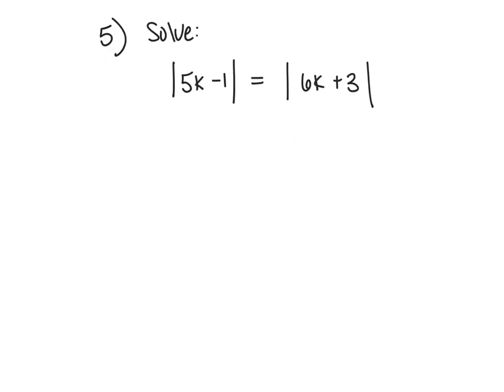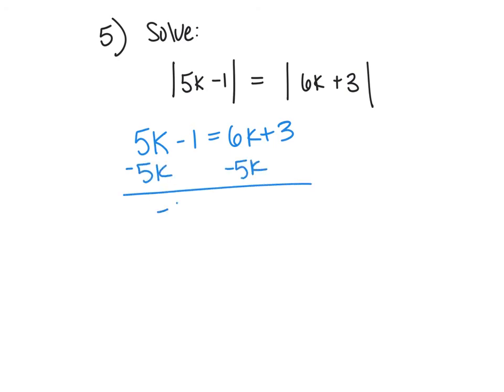For number 5, we have an absolute value expression, 2 of them set equal to each other. So we want to make sure that we still check for our 2 answers. So we're going to set 5k minus 1 equal to a positive 6k plus 3. Subtract 5k from both sides. We have negative 1 is equal to k plus 3. Subtract 3 from both sides, and you get negative 4 is equal to k.